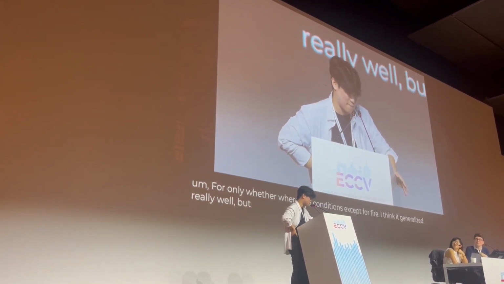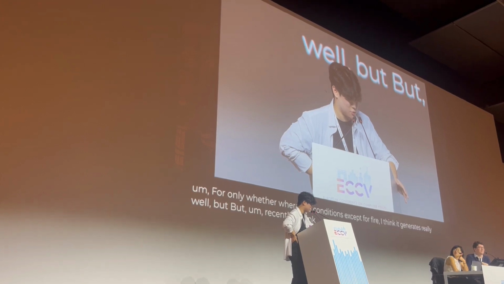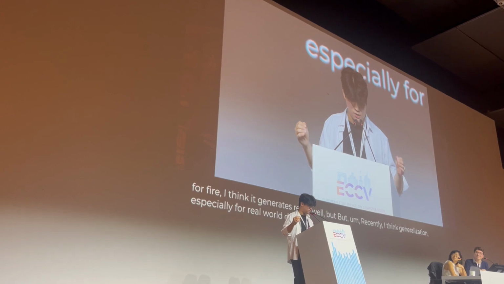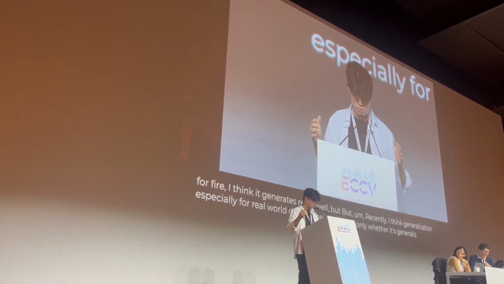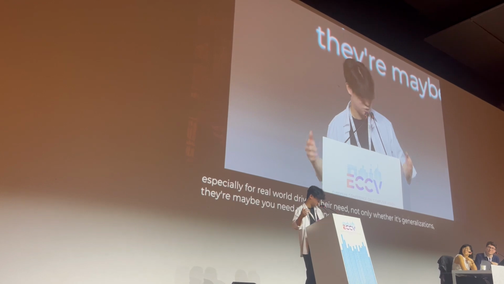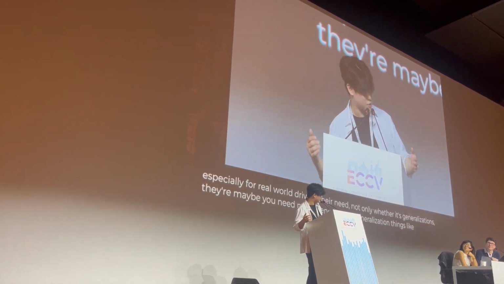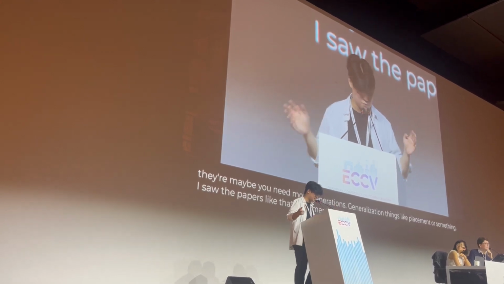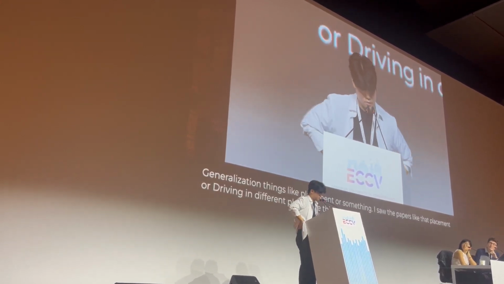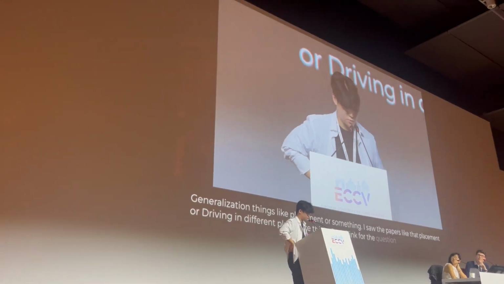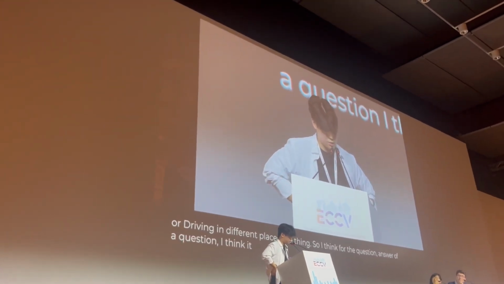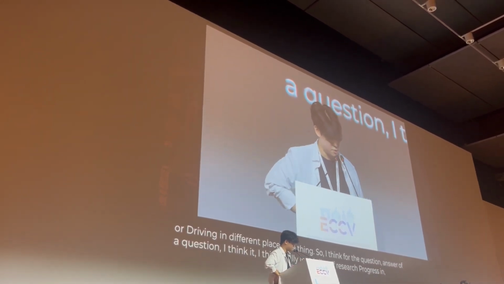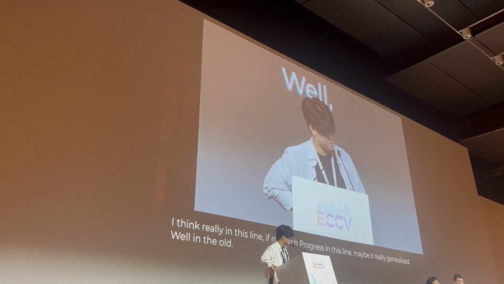But recently, for real-world driving, there needs to be not only weather generalization, but maybe more generalization, like placement, driving in different places, lighting. Recently, I saw papers like that. So I think if research progresses in this line, maybe it really generalizes well in all of these. Thank you.